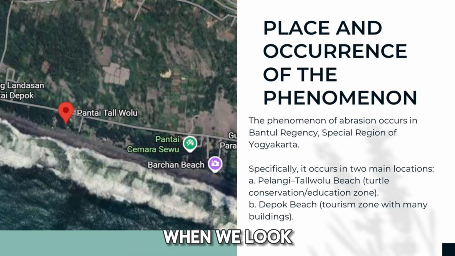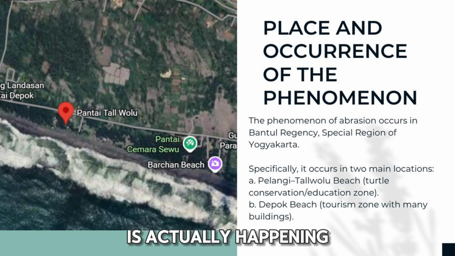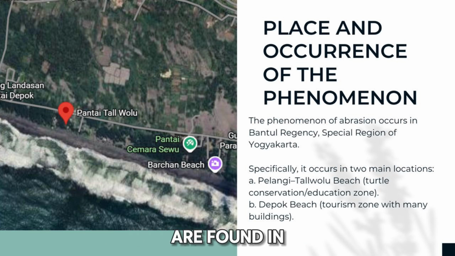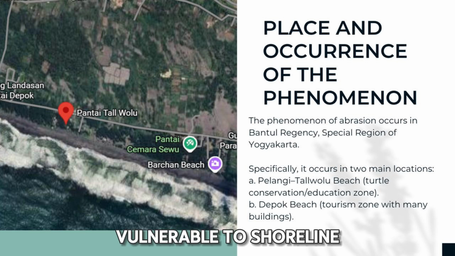Now, when we look at where abrasion is actually happening, the most significant cases in Bantul Regency are found in two main areas, that is, Pelangi Tolwolu Beach and Depok Beach. At Pelangi Tolwolu Beach, abrasion is driven largely by natural factors. The beach is directly exposed to strong wave energy and has minimal coastal protection. As a conservation and turtle education zone, this makes the area especially vulnerable to shoreline retreat.